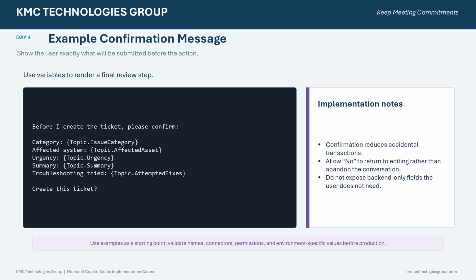Then ask the user to confirm. This confirmation step reduces accidental transactions. If the user selects no, return them to an editing path rather than ending the conversation. And don't expose back-end only fields that the user doesn't need to review.